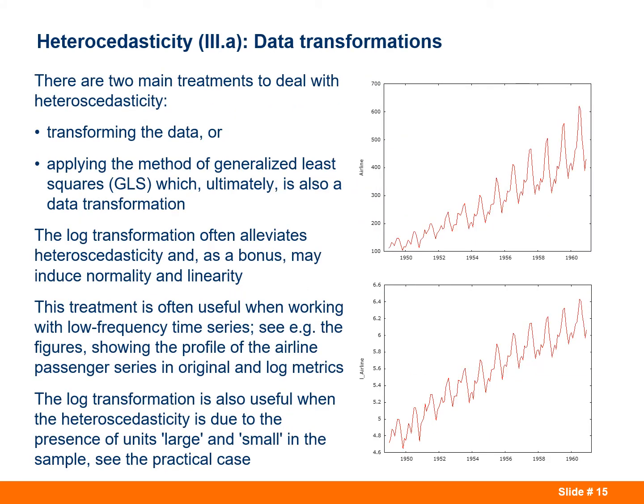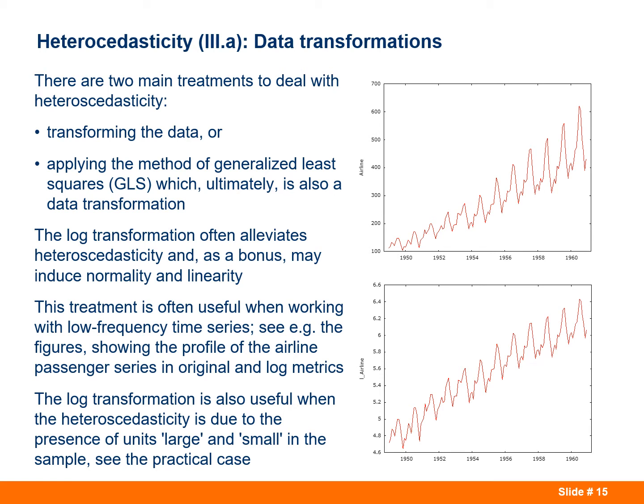Now we are going to discuss how to tackle the problem of a regression model with errors which are heteroskedastic. There are two main treatments to deal with this situation. First, transforming the data, and second, applying an alternative method of estimation which is known as generalized least squares, or GLS, which ultimately is also a data transformation.